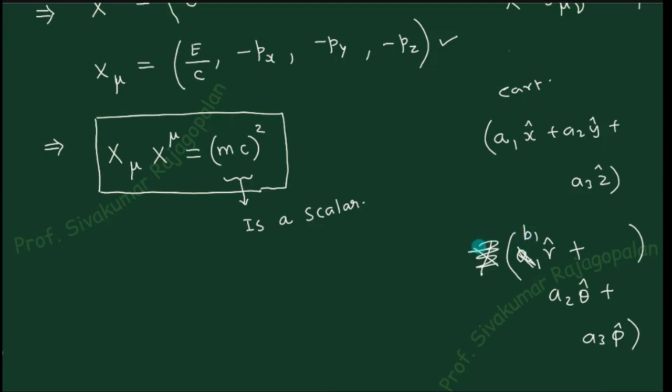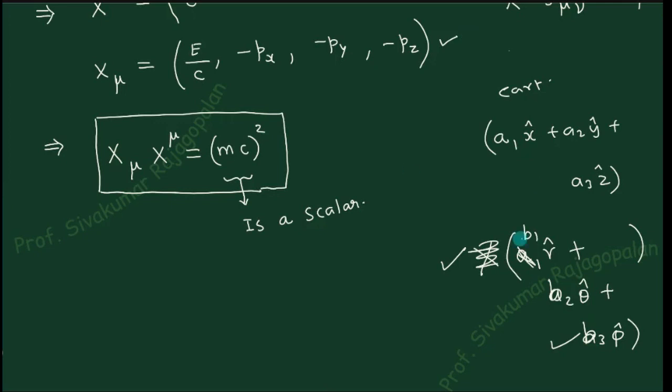Now this is, I will put a tick. So b1 into r cap, b2 into theta, and b3 into phi, then it is okay. Where b1, b2, b3 are related to a1, a2, a3. That is fine. So therefore, what is the trouble?